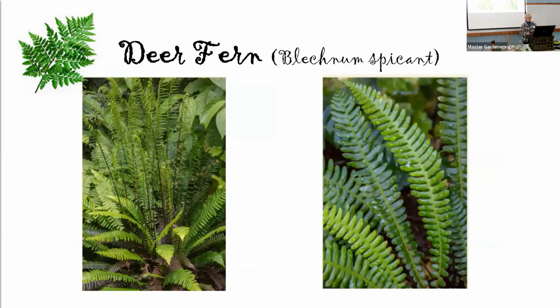The deer fern. So I like this fern a lot. It's evergreen, although it sends up a vertical stipe with a frond, but that vertical stipe is deciduous. So if you're walking around the woods trying to look for the vertical stipe, this time of the year, it's not going to be there.